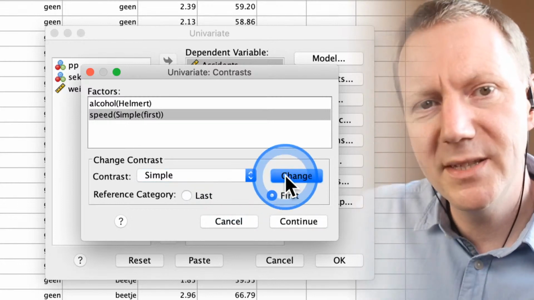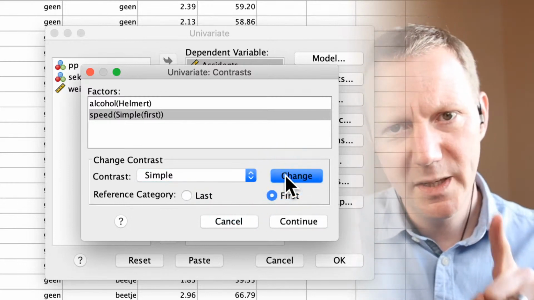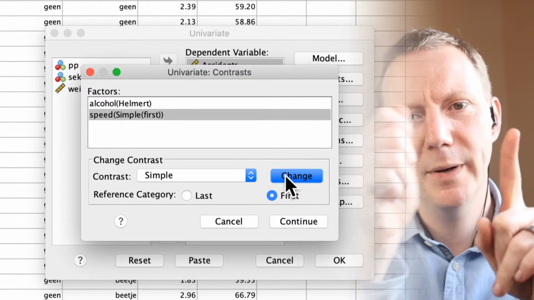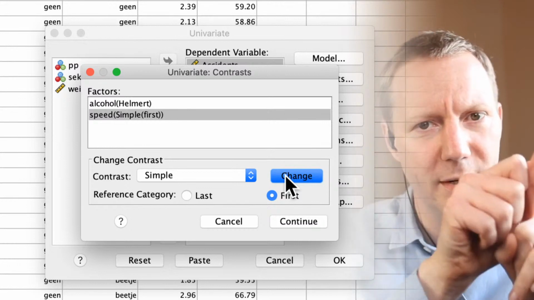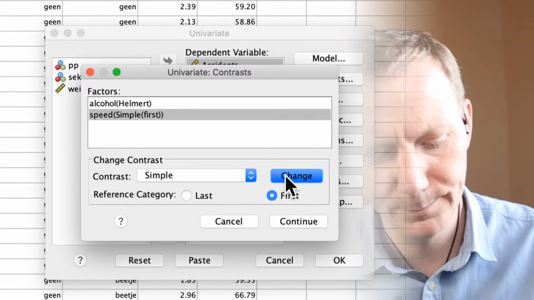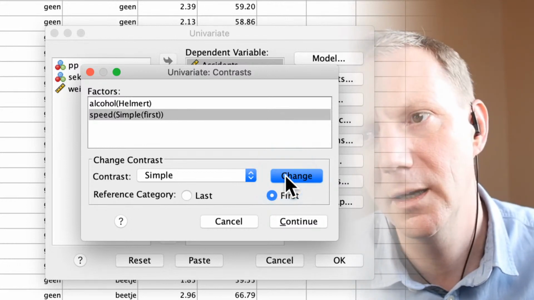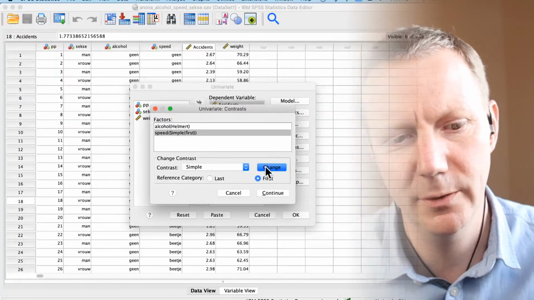Change that, and that means that a little speed will be compared to no speed, and a lot of speed, much speed, will also be compared to no speed at all. So that is what the simple contrast is doing.